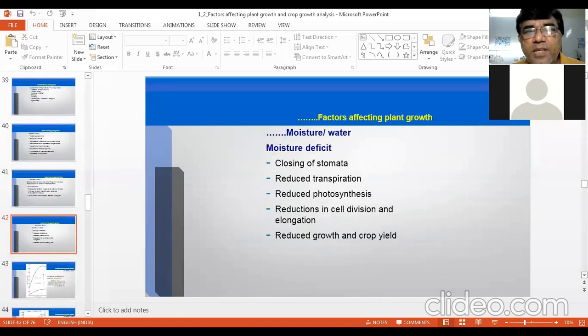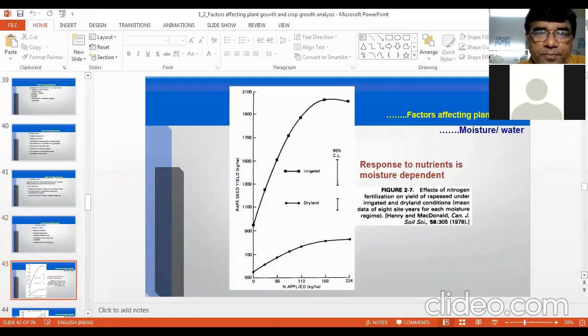Now, if there is a deficit of moisture, certain symptoms can be observed. Certain characteristics are associated with moisture deficit. For example, closing of stomata, reduced transpiration, reduced photosynthesis, reduction in cell division and elongation, and finally reduced growth and crop yield. So the one-liner is that moisture deficit or excess will reduce the growth of mesophytic kinds of crops. Now you see, response to nutrients is moisture dependent.